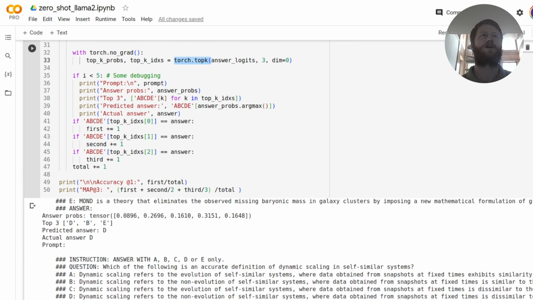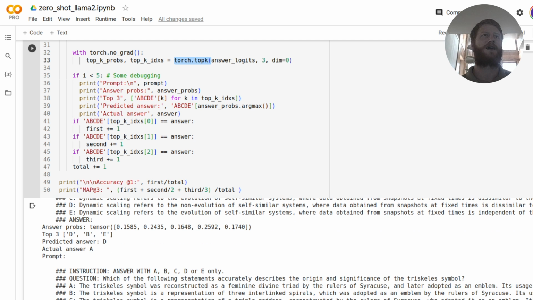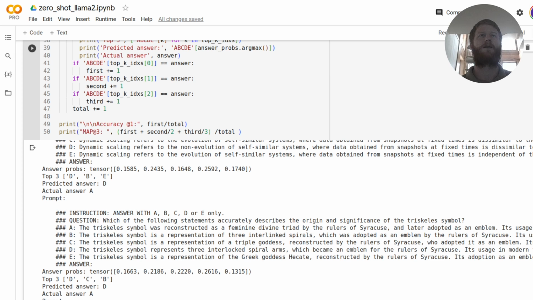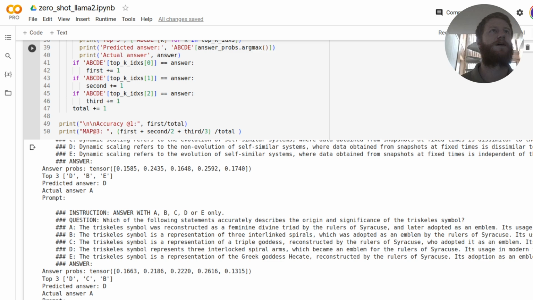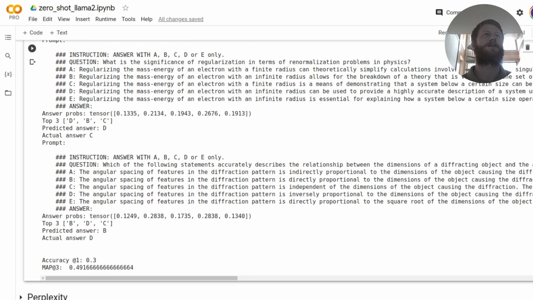We get our first 3 questions. In this case, it thinks D, B, and E. Actual answer is A, so that's wrong. In this case, D, C, and B, with, let's see, D being the most likely out of the 5. And is that the right answer? No, that's wrong too. Bad example. But here, the actual answer is D, and that's the second most likely.